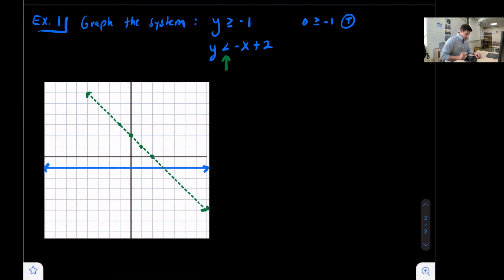Okay, so now we have our second inequality graphed, and now let's shade depending on what our test point tells us. We can choose the origin again. So let's plug in 0 is less than -0 plus 2. So 0 is less than 2, and that is true, right? So we are going to shade to the left of this green line. So this area here, just to the left of the green line.